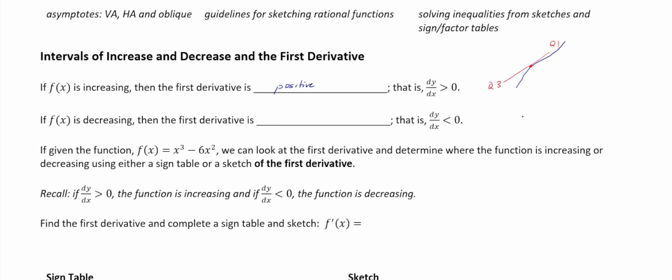But if you have a curve that is decreasing like this, and then we do a tangent along right here, let's say, we can see that we have a negative slope. So the first derivative is negative.